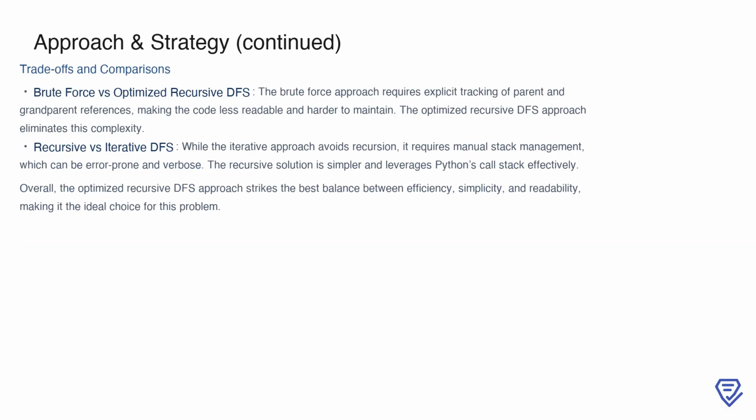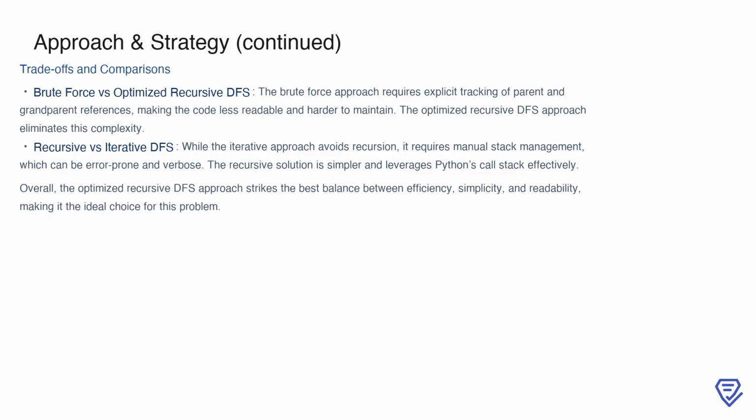When comparing the approaches, we see clear trade-offs. The brute force method, while intuitive, requires explicit tracking of parent and grandparent references, which makes the code less readable and harder to maintain. On the other hand, the iterative DFS approach avoids recursion but introduces the complexity of manually managing a stack, which can be error-prone and verbose.